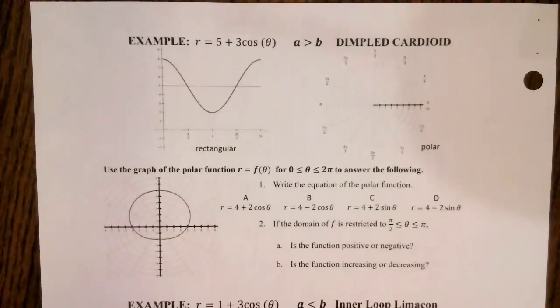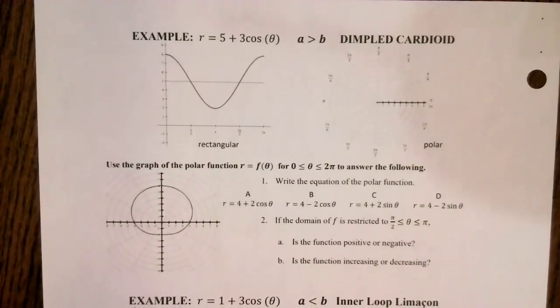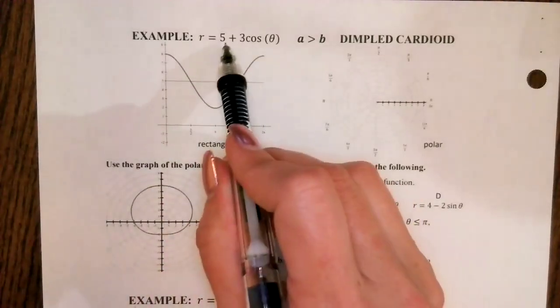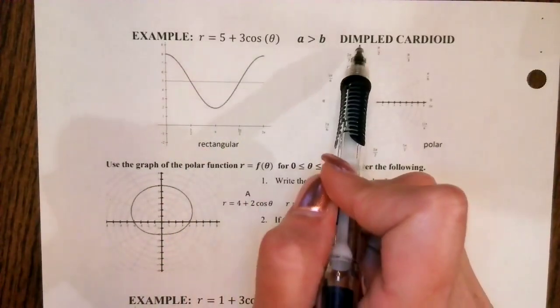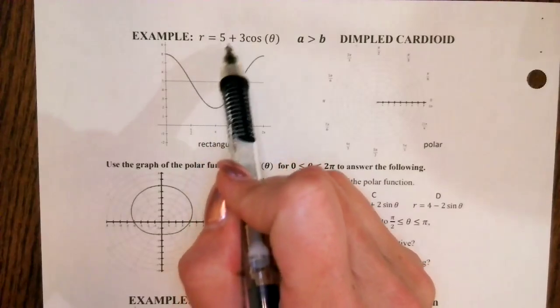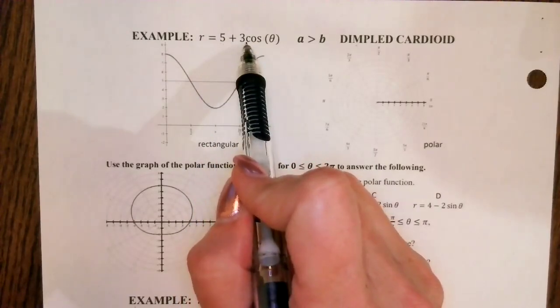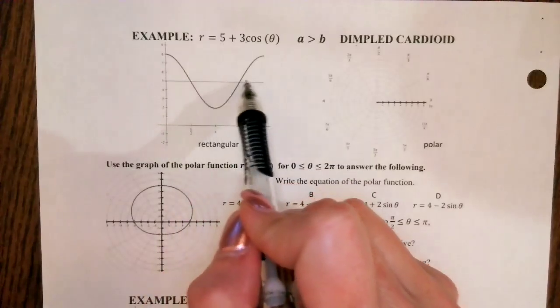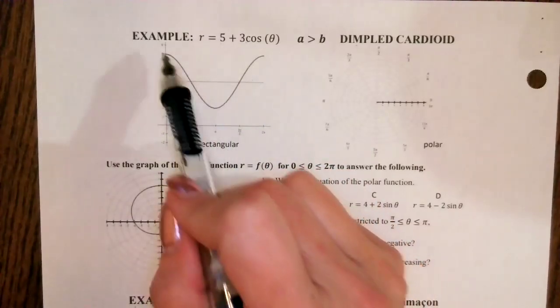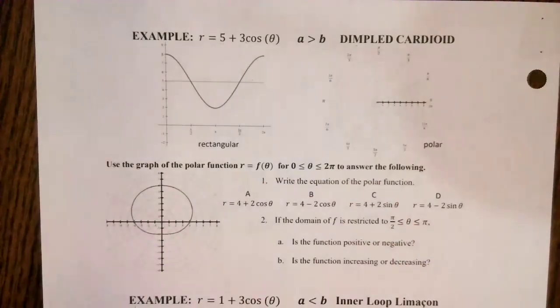Let's go to our next one, the dimpled cardioid. Here is the rectangular for this particular one. So we get the dimpled cardioid when this number is bigger. So the 5 is bigger than the 3. The 5 is my midline. The 3 is my amplitude. And this is cosine, so it starts at the top and goes back.